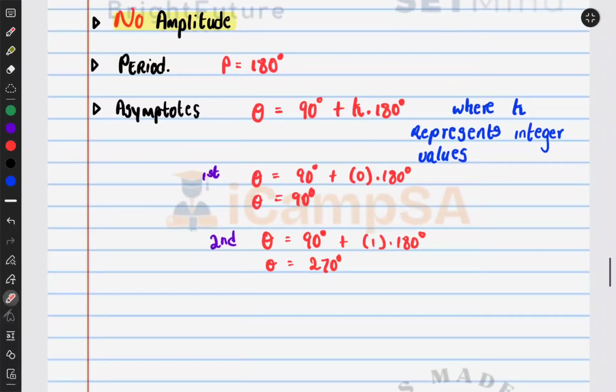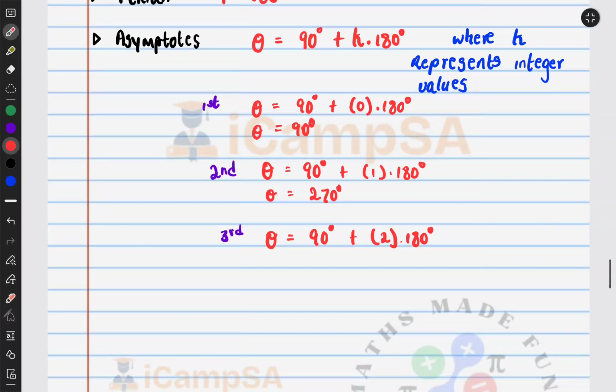And then let's quickly calculate the third asymptote. The third asymptote will be at theta is equal to 90 degrees plus 2 multiplied by 180 degrees. Therefore, the third asymptote will be at 360 plus 90, it's 450.